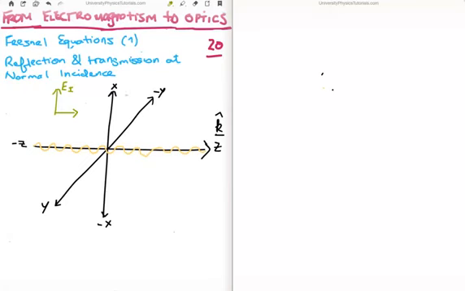Now we all know at this stage that if something goes through and changes medium, then it changes speed. So I'm going to say that anywhere to the right of the origin is medium 1, and anywhere to the left of the origin is medium 2. That means to the right of the origin we move with a speed of v2, and to the left of the origin we move with a speed of v1.